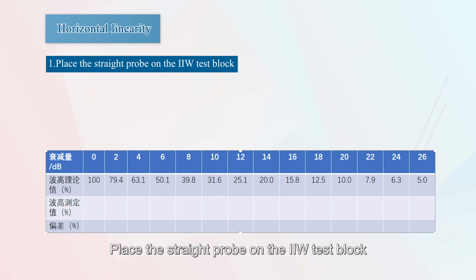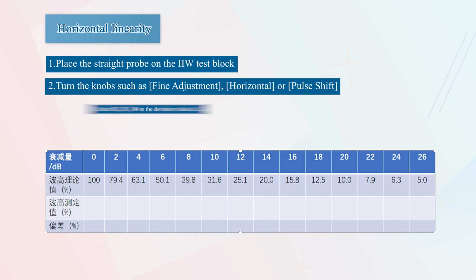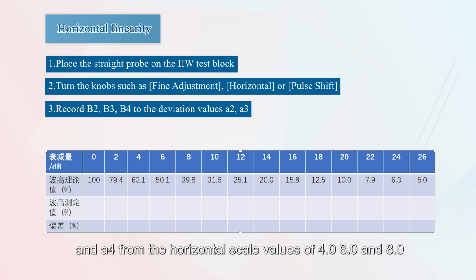Place the straight probe on the IIW test block, aiming at the large flat bottom surface with a thickness of 25 mm. Turn the knobs such as fine adjustment, horizontal, or pulse shift to make the bottom waves B1 to B5 appear 5 times on the display, and align the leading edge of B1 with 2.0 and the leading edge of B5 with 10.0. Record the deviation values a2, a3, and a4 of B2, B3, B4 from the horizontal scale values of 4.0, 6.0, and 8.0.